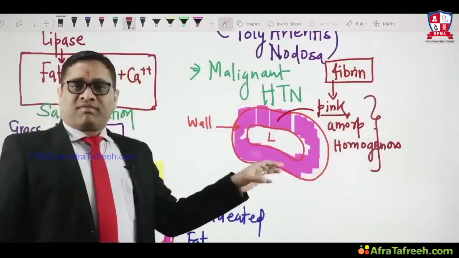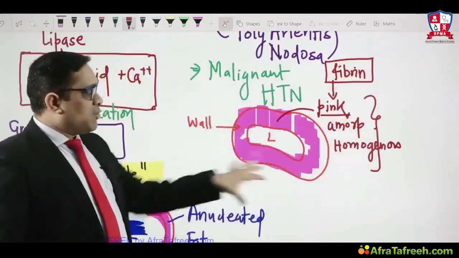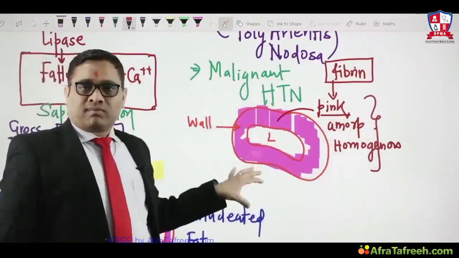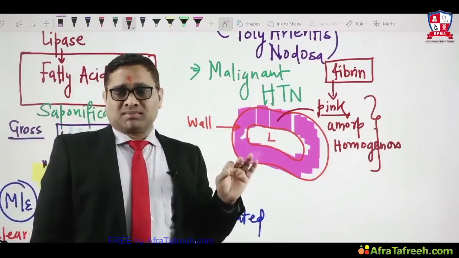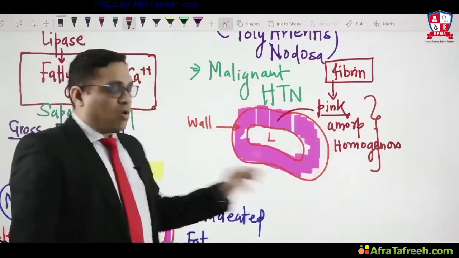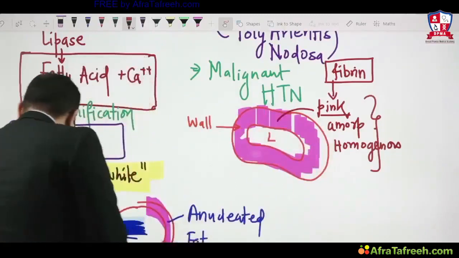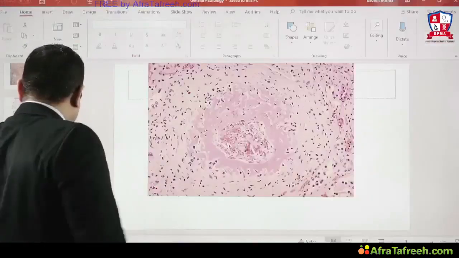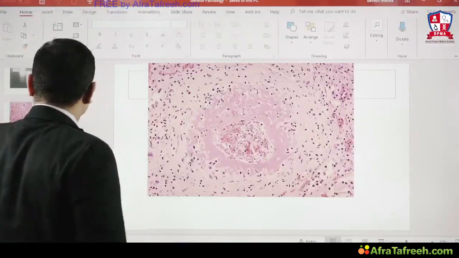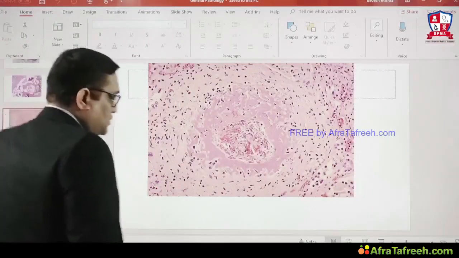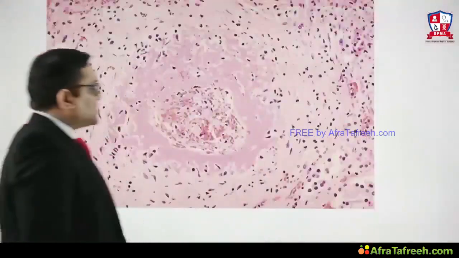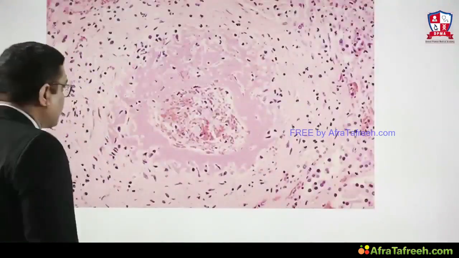In fibrinoid necrosis, we can see a vessel wall which is covered with fibrin. How will we identify fibrin? It's a pink amorphous homogeneous material on the vessel wall. So this is the fibrinoid necrosis which we will see in vasculitis or malignant hypertension. Now we can see this is the picture, a beautiful picture of the blood vessel wall, right?